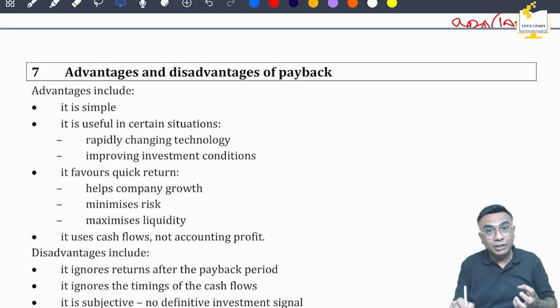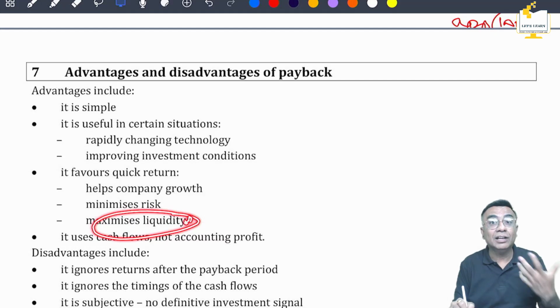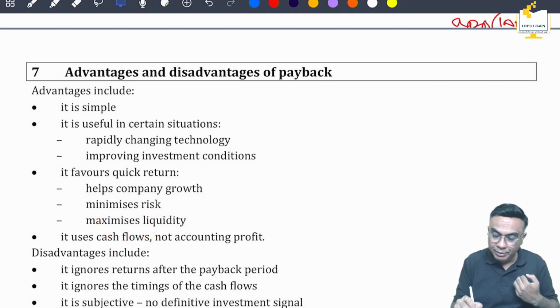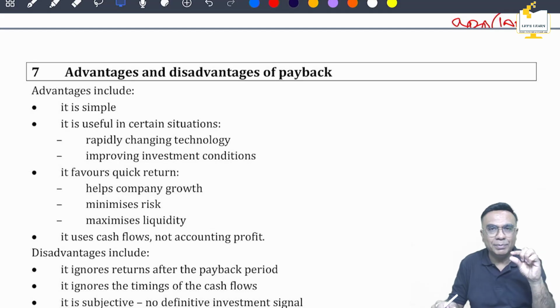The sooner you get the cash flow, you get better liquidity. Lower the payback, better liquidity. I get my cash early. It also minimizes risk, because I receive my cash early. So if I receive the cash flow in a lesser payback period, that is going to reduce my risk because I have recovered my money.